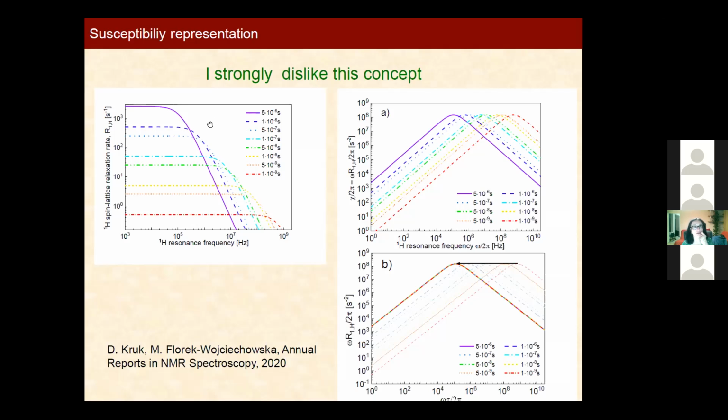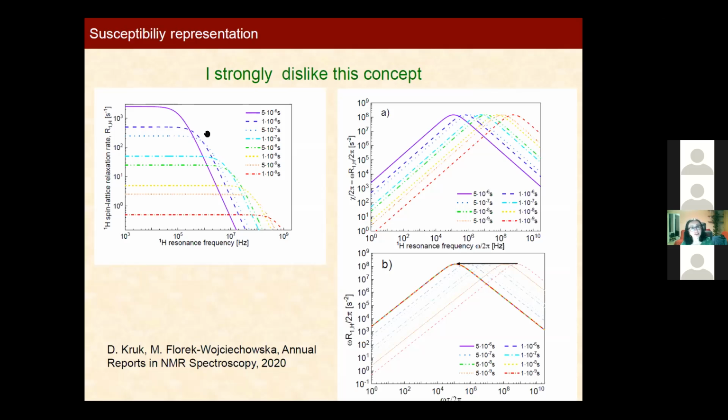If we would try to talk with people who work with dielectric spectroscopy and would ask them to divide the so-called susceptibility curves, if they measure in dielectric spectroscopy, by the frequency to get curves similar to ours, they will probably also protest. However, here we have to somehow agree that we should go to the susceptibility representation because otherwise we will not be able to compare NMR with dielectric spectroscopy.